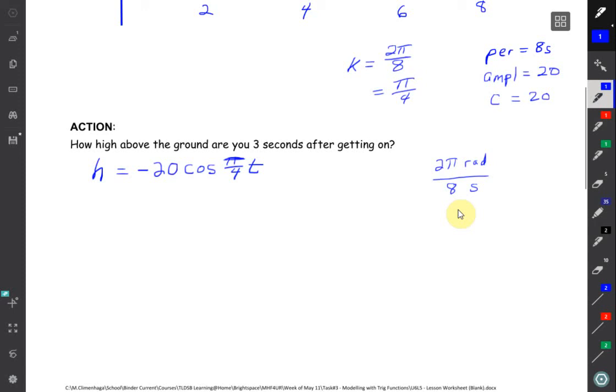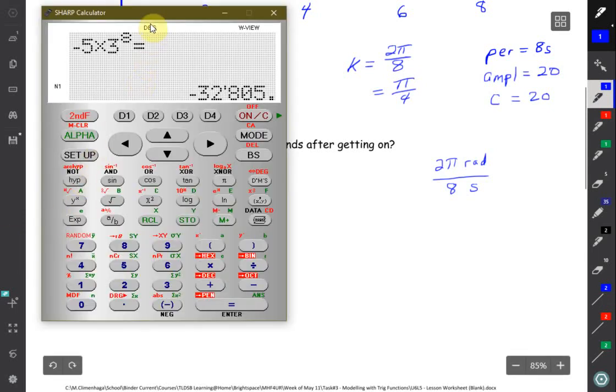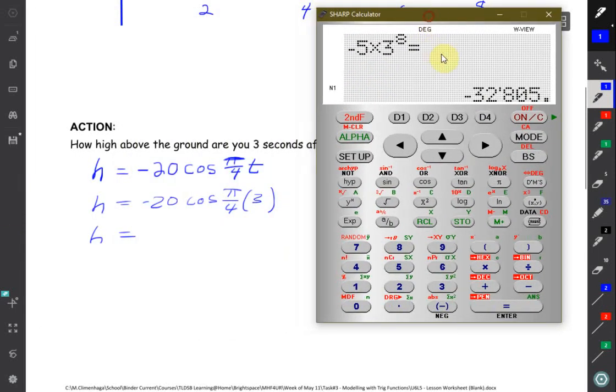So now we'll go in and simply substitute 3 in here and find out what the height is. Keep in mind that my calculator has to be in radians. Notice mine's in degrees. So I'm going to make sure and switch it to radians. I have a button down here, DRG, and so there you can see it's switched to radians, even though that wasn't my question I was working on.